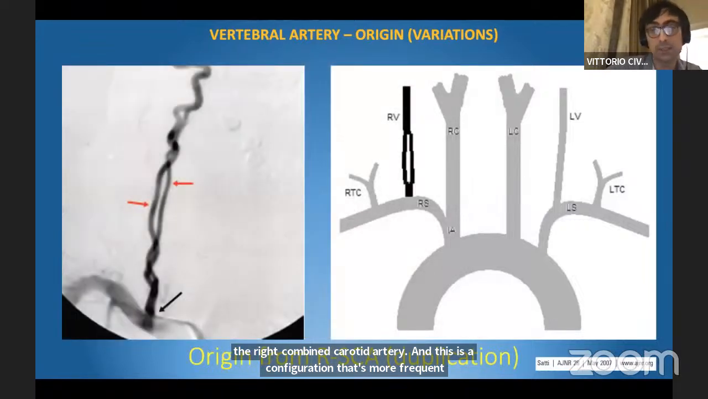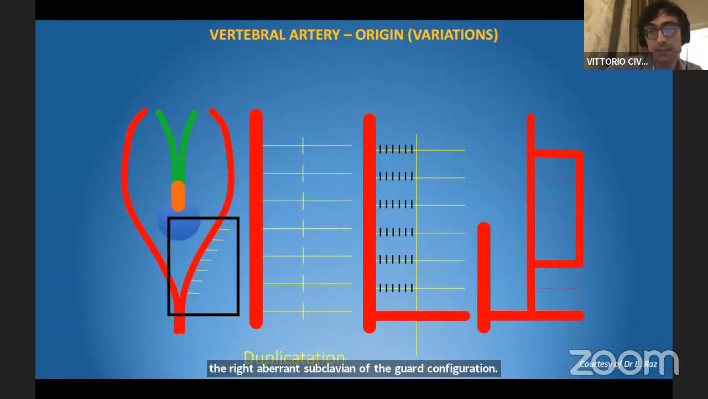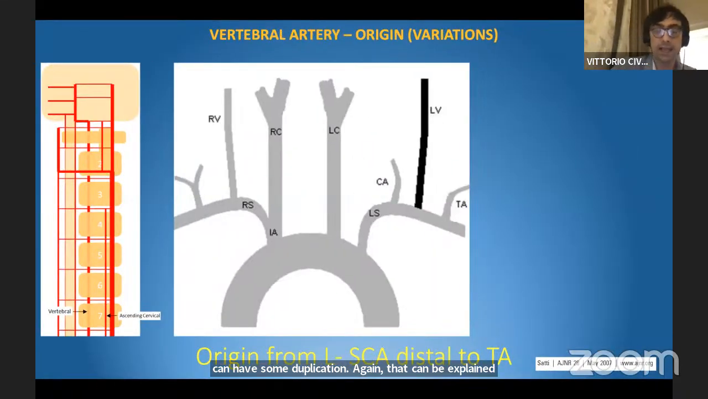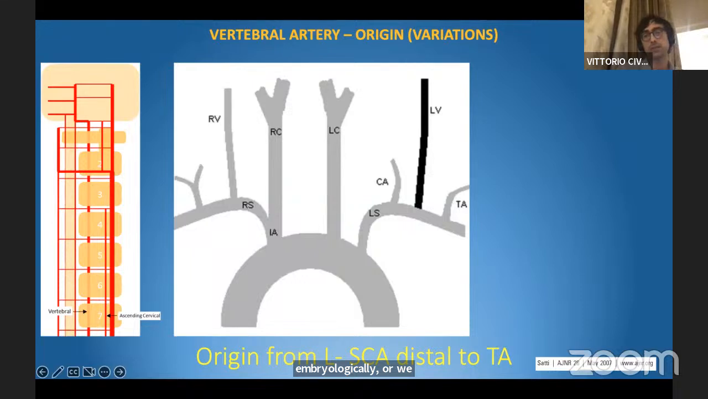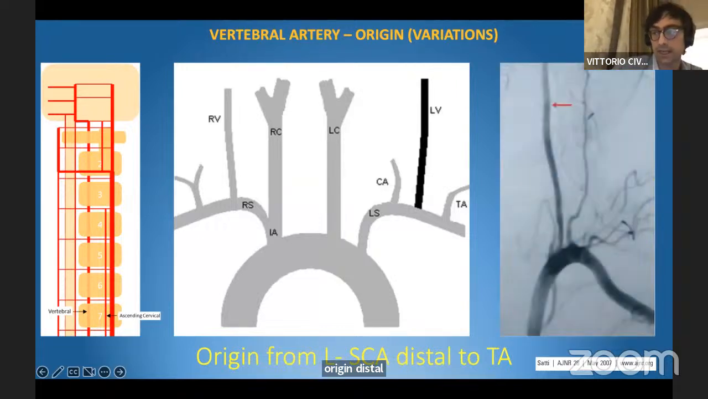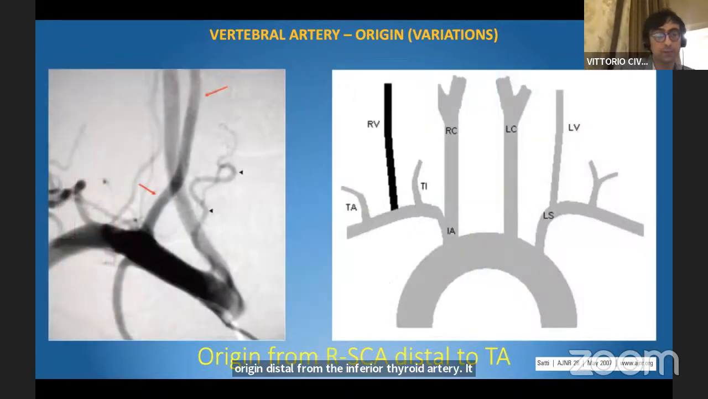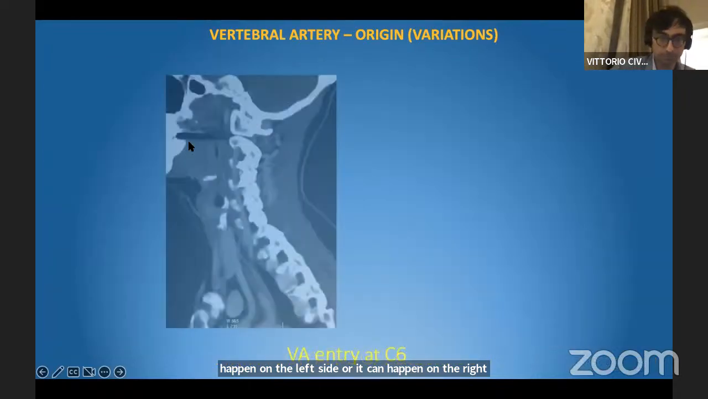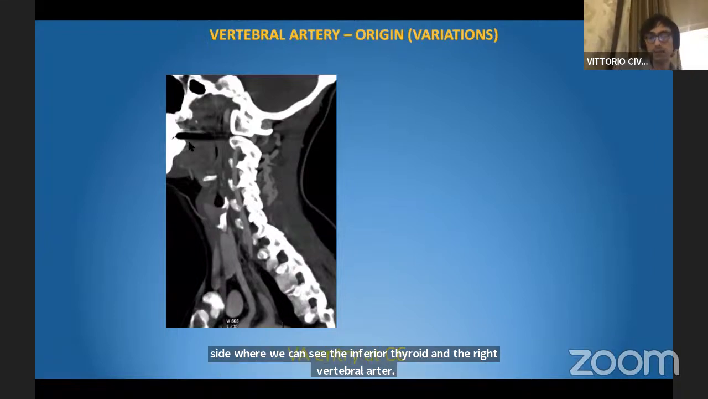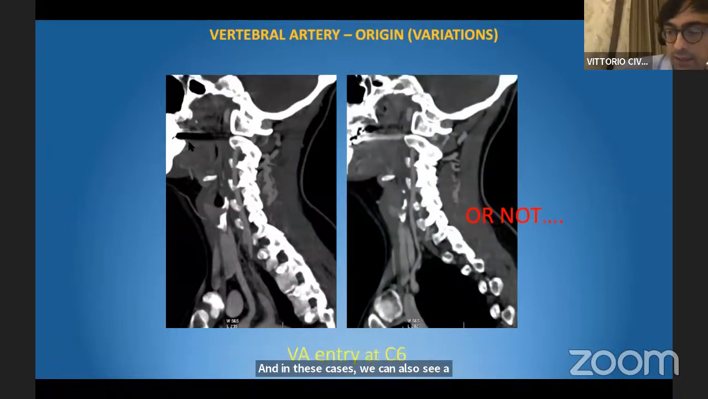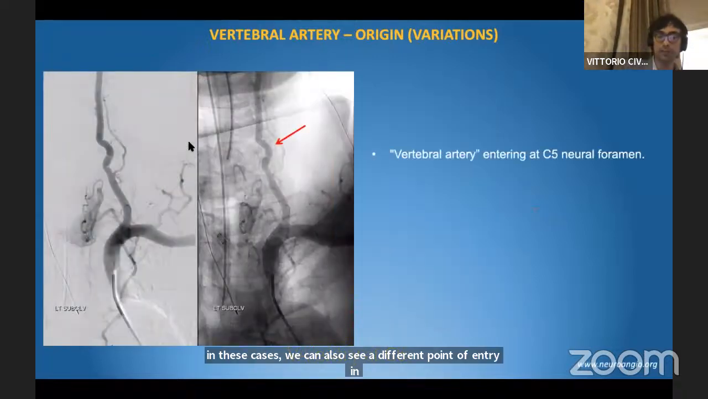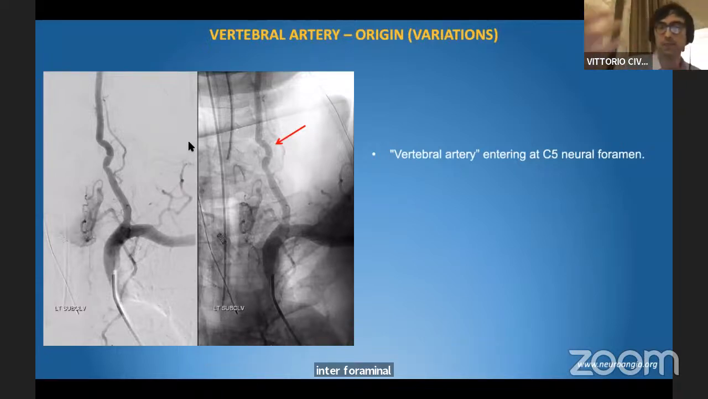We can have some duplication, again, that can be explained embryologically, or we can have a different configuration where a so-called vertebral artery originates distal from the inferior thyroid artery. It can happen on the left side, or it can happen on the right side, where we can see the inferior thyroid and the right vertebral artery. And in this case, we can also see a different point of entry in the interforaminal canal. And maybe we can think that embryologically we are talking about a different vessel.